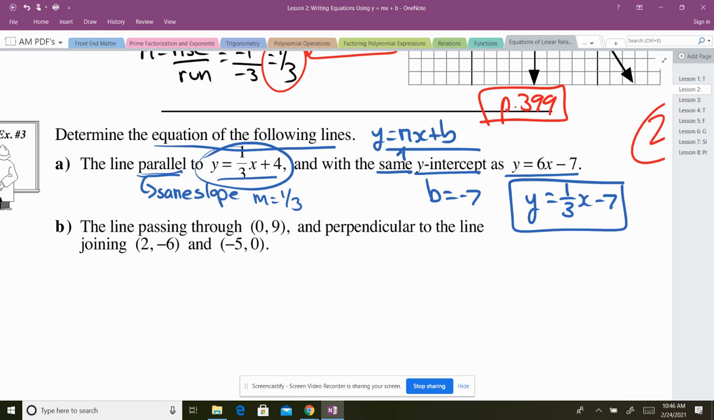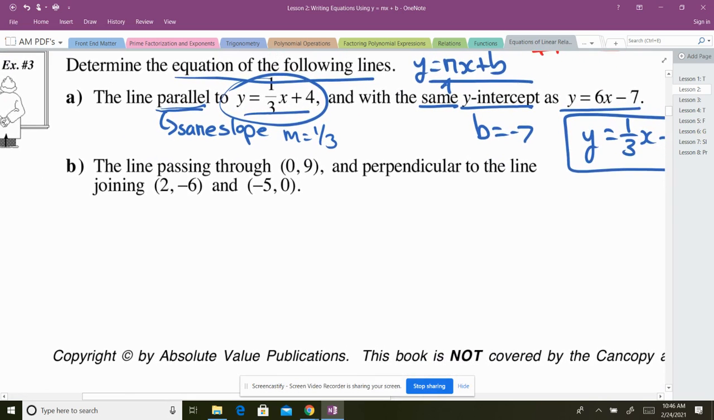Every question we do from now on is a version of that, essentially. All you're trying to do is figure out m and b. They will word it different ways, and we'll give you different pieces of information, but all you're trying to do is figure out m and b for every question. Okay? So let's look at the second one here.